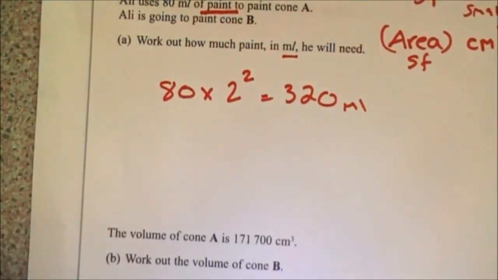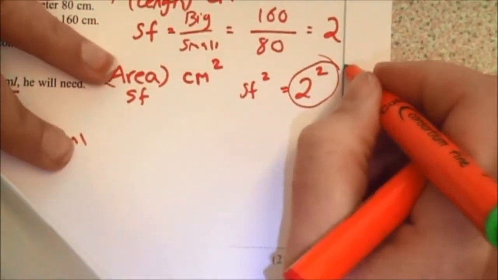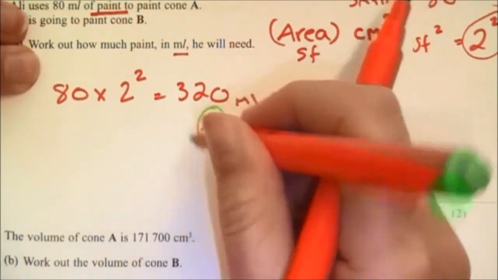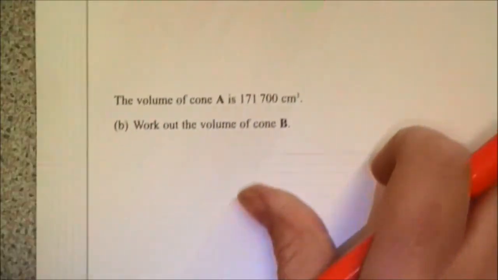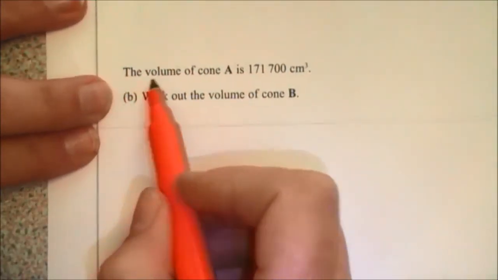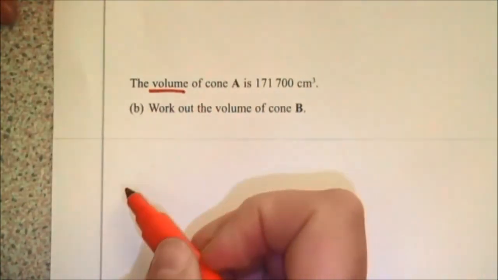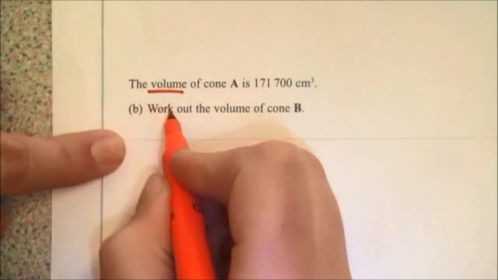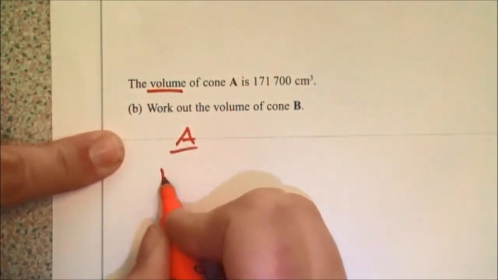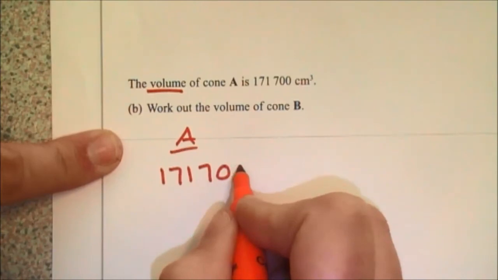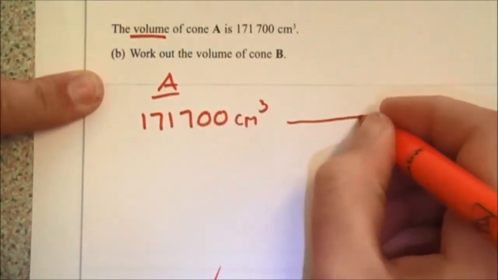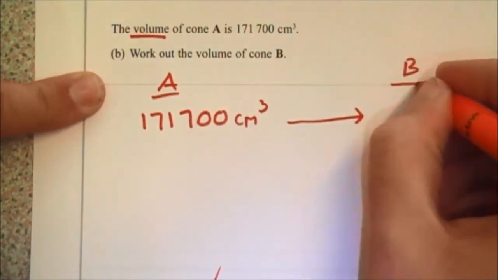So that's a 2-part question. You get 1 mark for correctly identifying the scale factor, and you get the 2nd mark for multiplying it out to get the correct answer. Okay, for part B, they're talking now about volume. So part A was area, part B is volume. They're telling us that the volume of cone A is 17170 centimetres cubed. They want us to work out the volume of cone B.